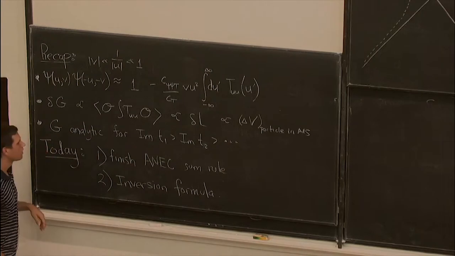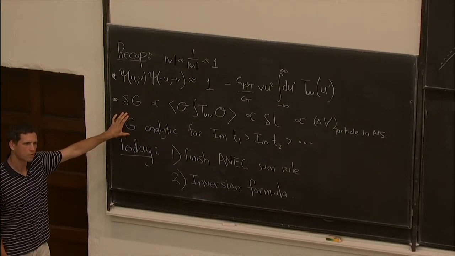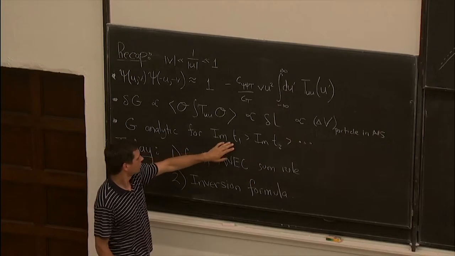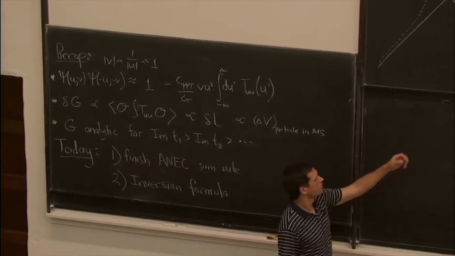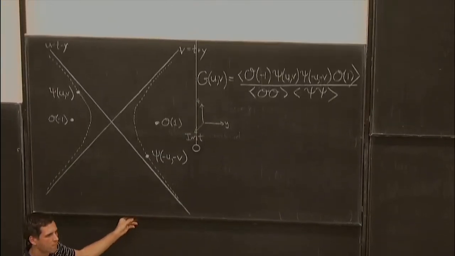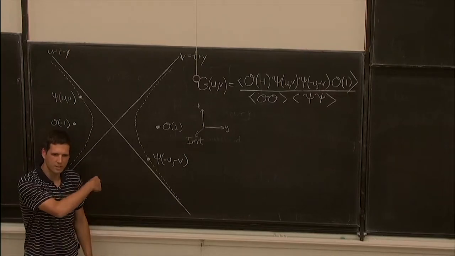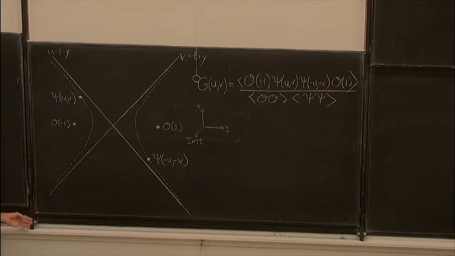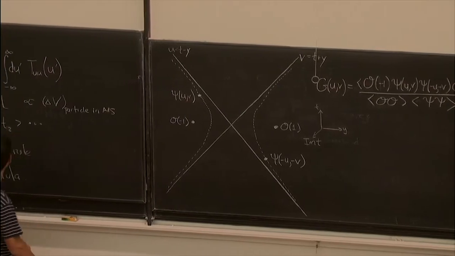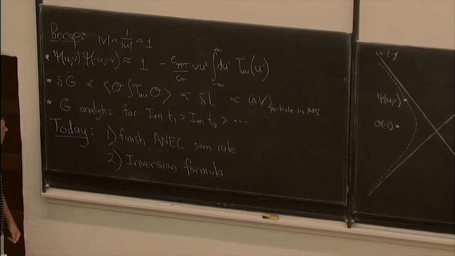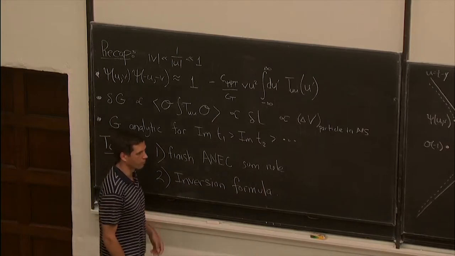Finally, we talked about analyticity, and the simplest version of the statement is that the four-point function is analytic when the times are imaginary time ordered. So in terms of pictures like this, and also the two-point function picture that I drew at the end last time, I like to think of out of the board as the plus i epsilon and into the board as the minus i epsilon, or vice versa. So when I was talking about going around these cuts, I was talking about how we order these things in imaginary time. Today we're going to finish the derivation of the ANEC sum rule, prove the ANEC, and then discuss the relation to the inversion formula.